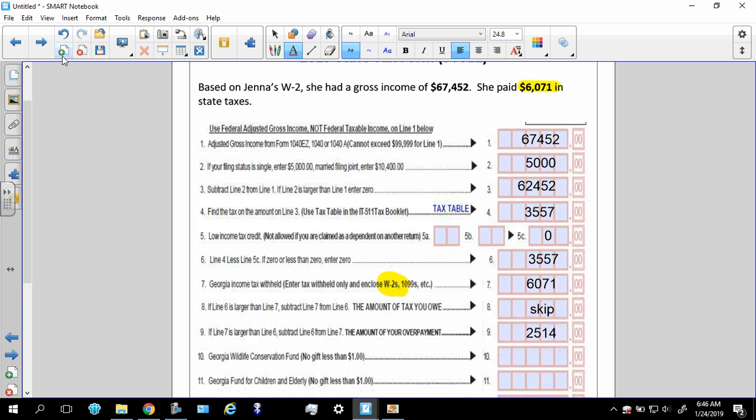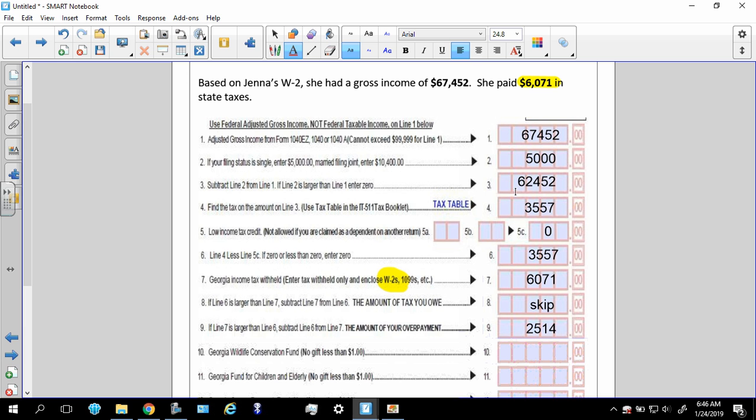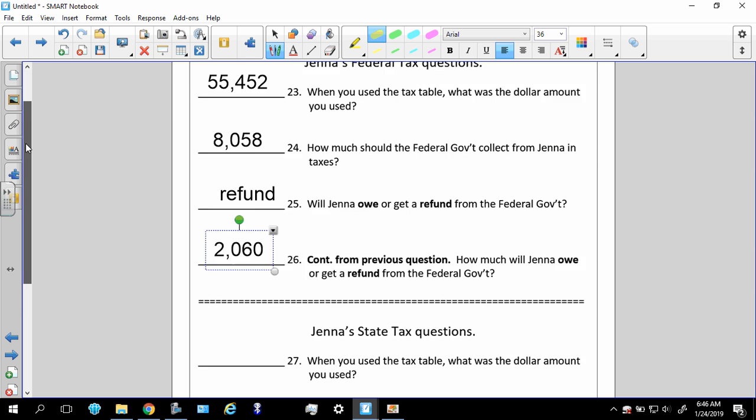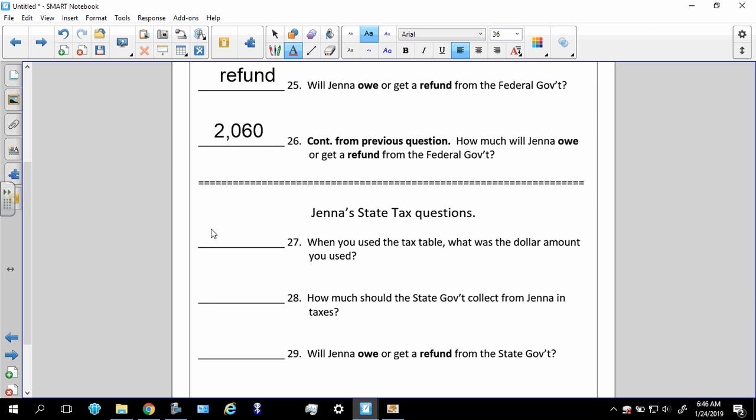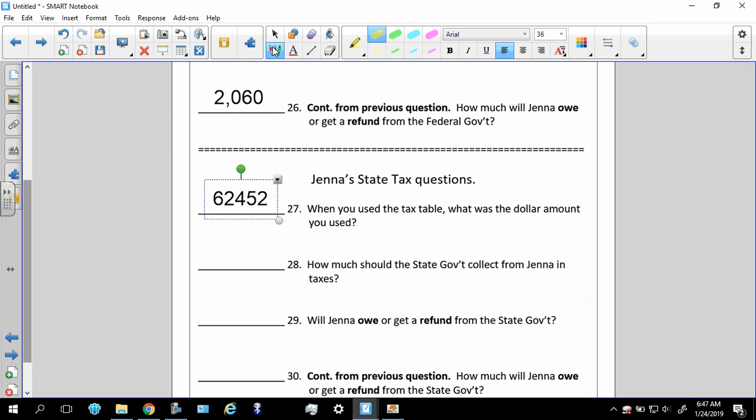Now, from here, I'm just answering questions. Jenna state questions. When you use the tax table, what was the dollar amount you used? Let's go back. I looked up, let me try that again, it was 62,452. That was the number I looked up. 62,452. How much should the state of Georgia collect from Jenna in taxes? Well, we just did this. She should have paid 3,557.